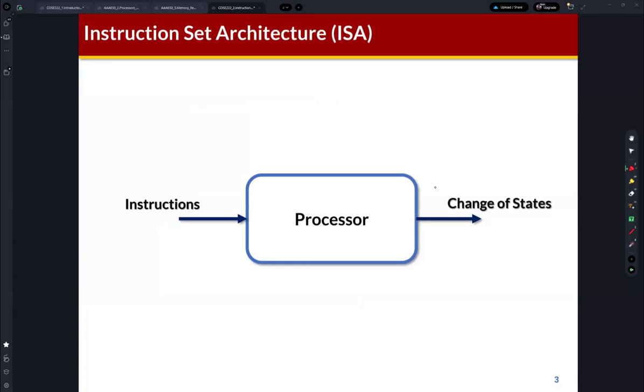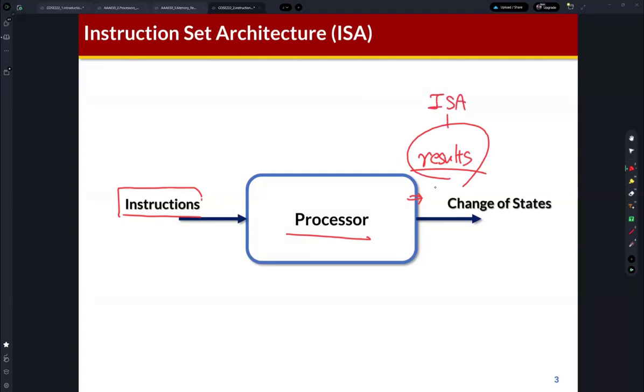So you can understand a processor like this figure. Can you see? The instructions are given to the processor, and the processor creates the result. And I mentioned that the results are defined in the instruction set architecture. So anyway, the processors create results. Then what are results?